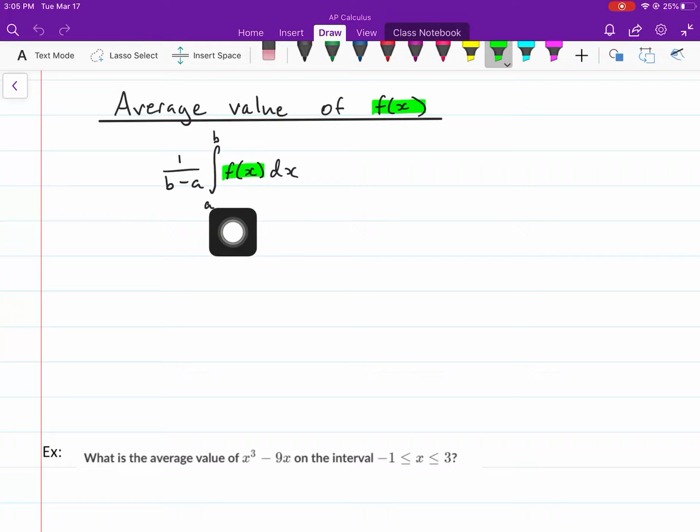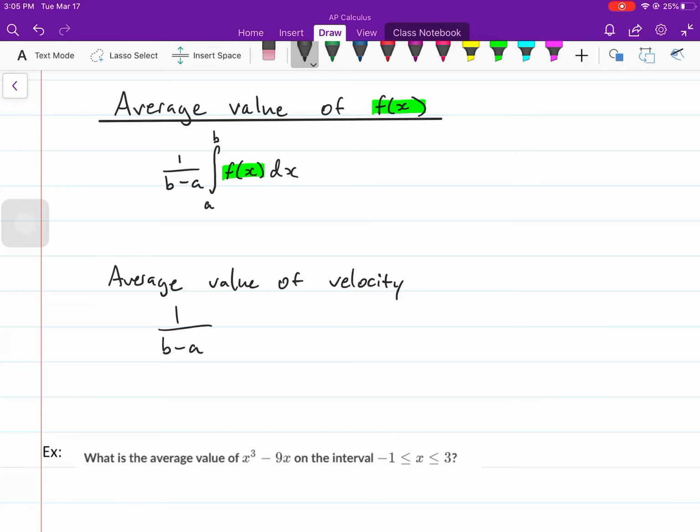And you're going to take whatever you get for that definite integral, and you're going to divide it by the length of the interval. Now, once again, just to emphasize, if you want the average value of f of x, you're integrating f of x. Let's just say you wanted the average value of velocity.